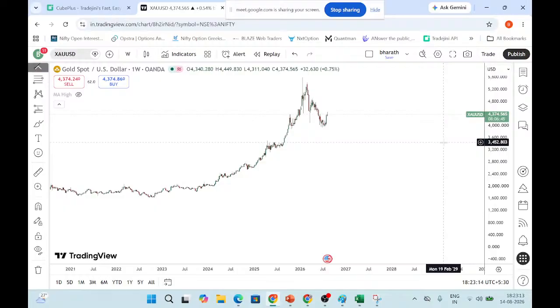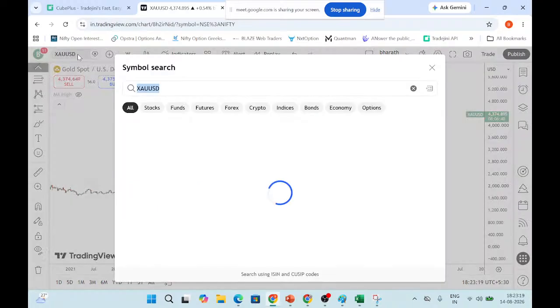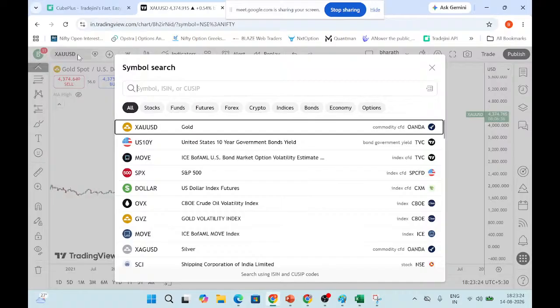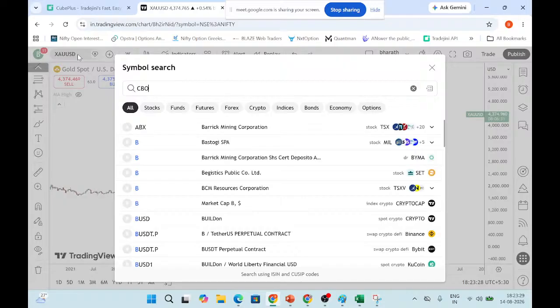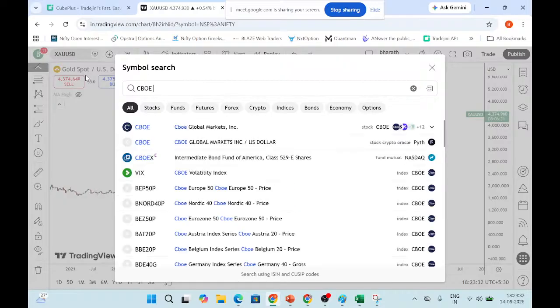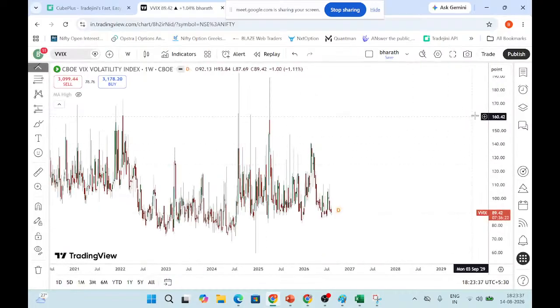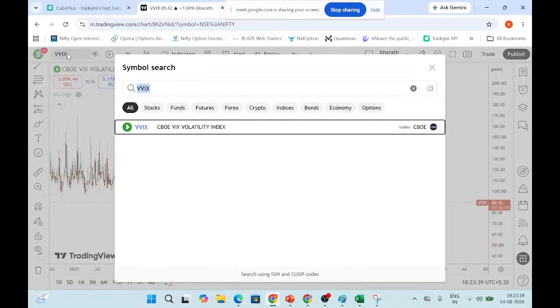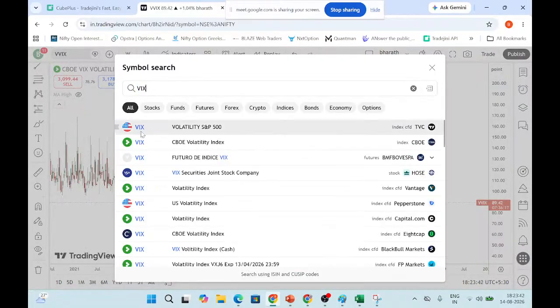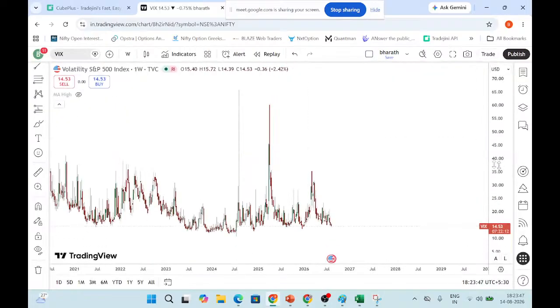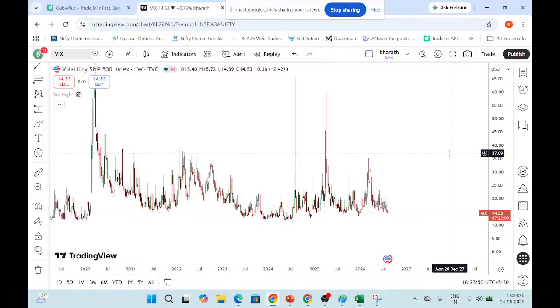I want you to look at a couple of things. What I'm going to look at is gold, but I'm not going to look at gold alone. Rather than looking at gold, I would want to compare the fear in the market. How do I compare the fear in the market? We know this, right? CBOE VIX. What does the VIX speak about? It speaks about the fear in the equity market. The S&P 500 volatility index basically speaks about the fear in the equity market.